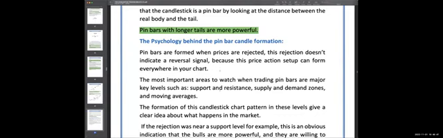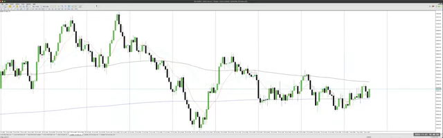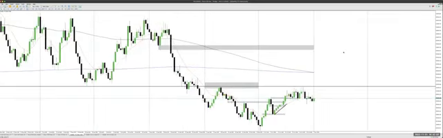The psychology behind the pin bar candle formation. So before we get into the psychology, let's just switch to the charts. Let's see if we can get an example with pin bars from a higher time frame. This is a volatility index chart.